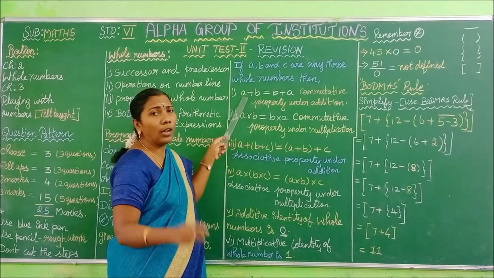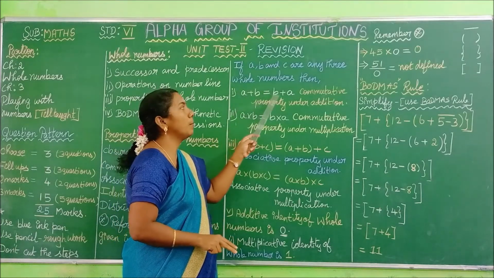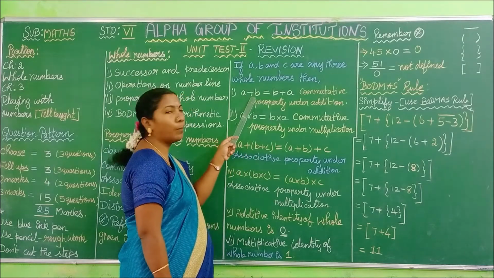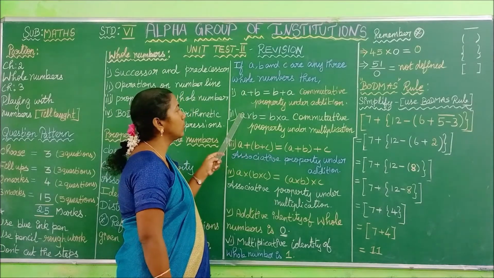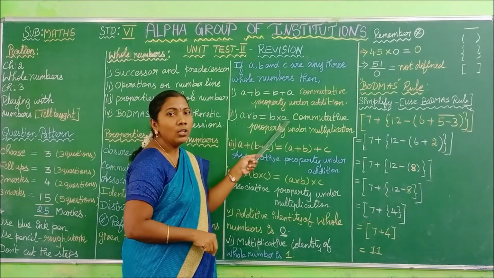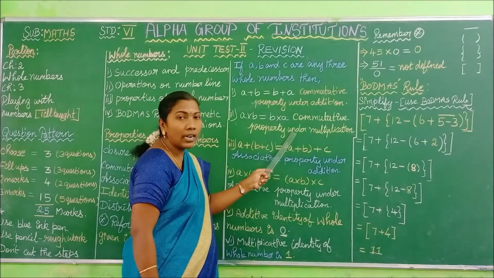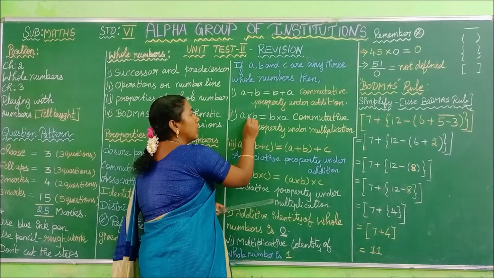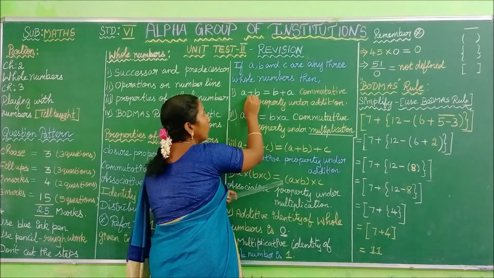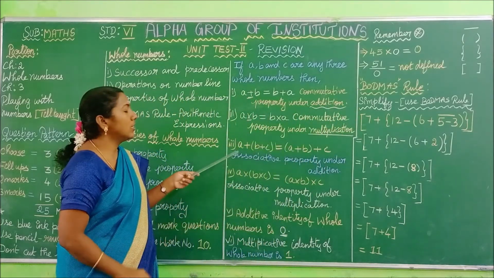For commutative, you have to take only two elements, A and B. If you add A with B or B with A, they give the same answer. Next, see here, children, here we have plus, here we have multiplication. So A into B is always equal to B into A. So we can call this relation the commutative property under multiplication. Here we have to write multiplication. Here we have used addition, so here we write addition. Very clear, children?